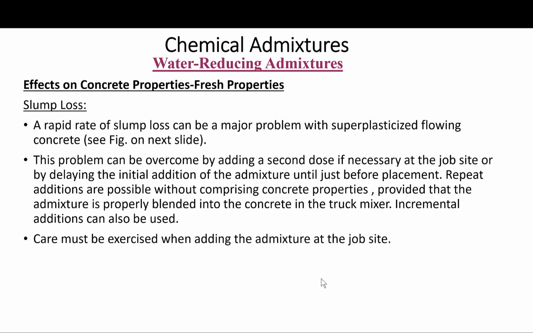Incremental additions can also be used, and again, all this has to be controlled, and it's better done by the ready mix supplier personnel, a representative of the job site, or even the admixture supplier himself, to be consulted for such actions. Okay. So again, I repeat what I said, care must be exercised when adding the admixture at the job site. It cannot just be added by anybody at will. It has to be controlled.